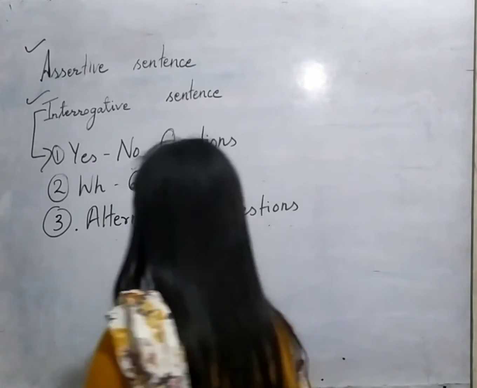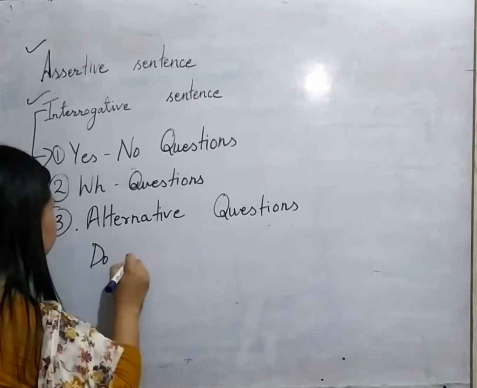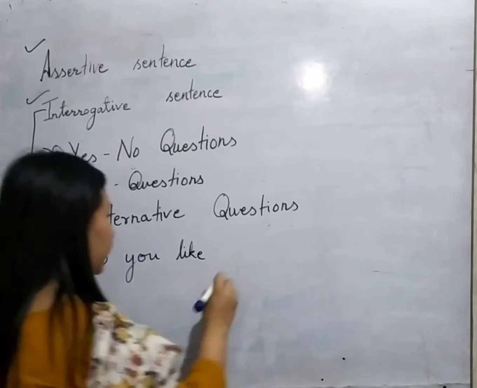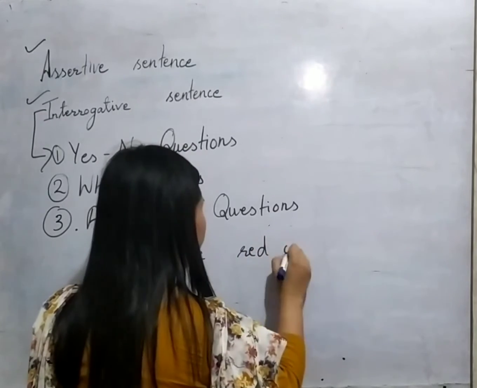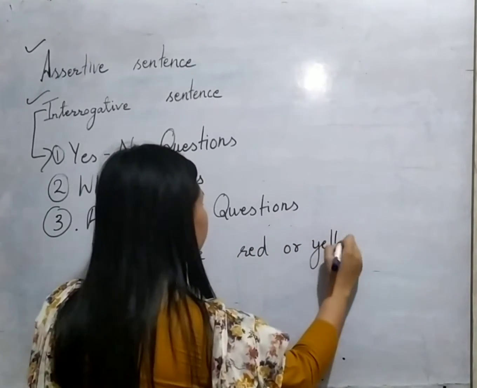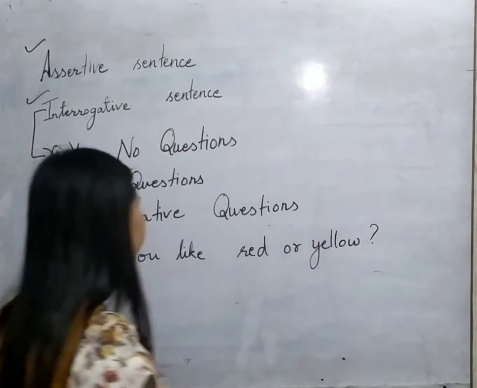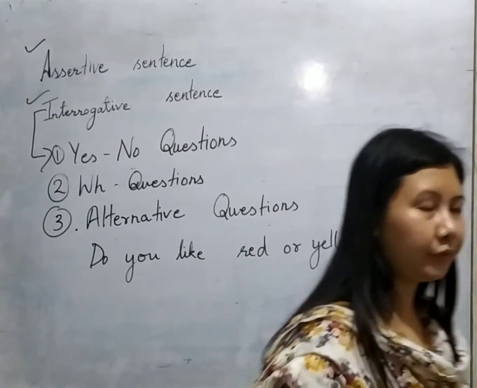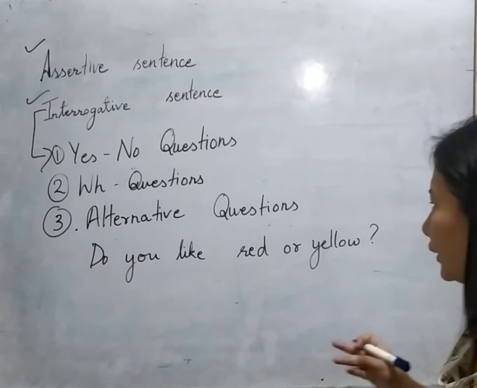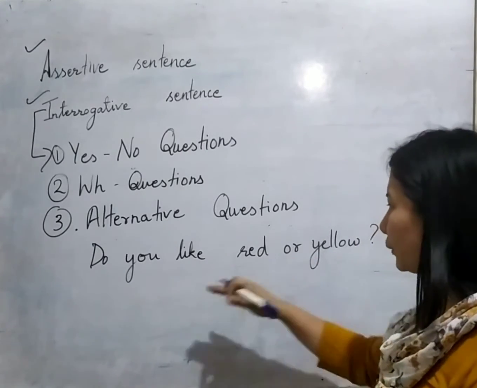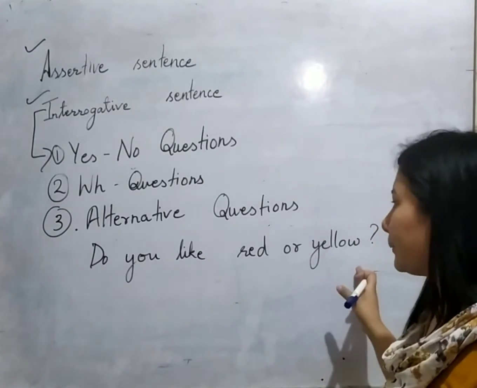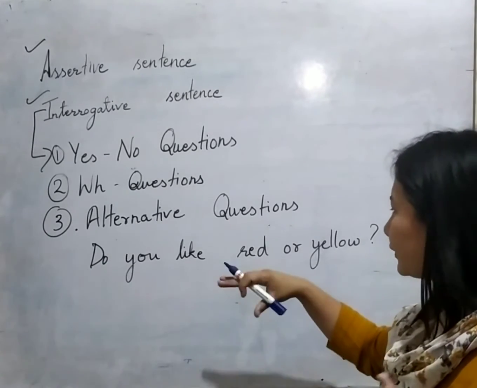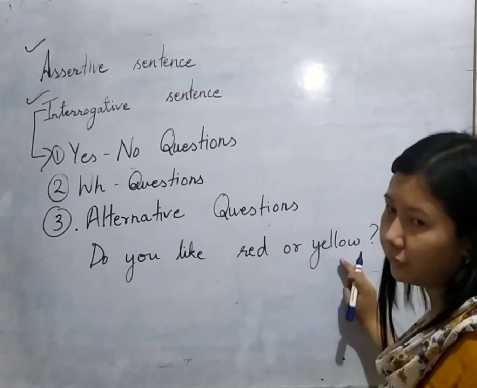So if I write, do you like red or yellow? Over here you get to see that I have given two color options. You have to choose between these two colors, red or yellow. So do you like red or yellow? Then you have to answer by picking one answer. You have to say either red or yellow.